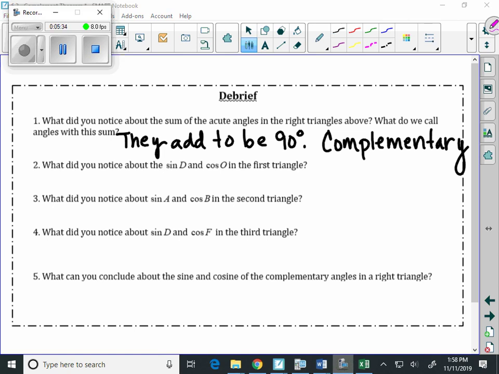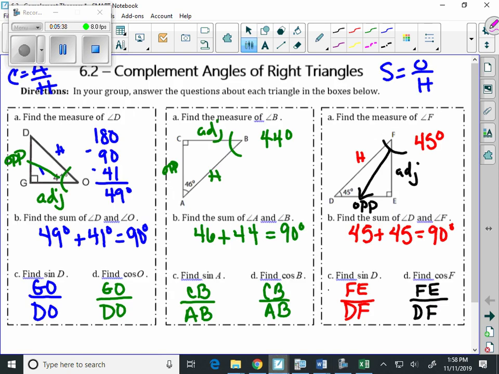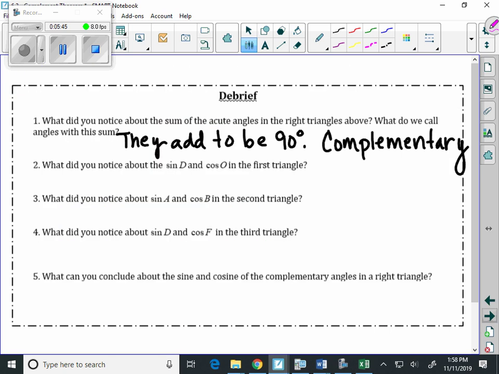What did you notice about sine of D and cosine of O in the first triangle? Well, we ended up with GO over DO. GO over DO. They ended up to be the same.